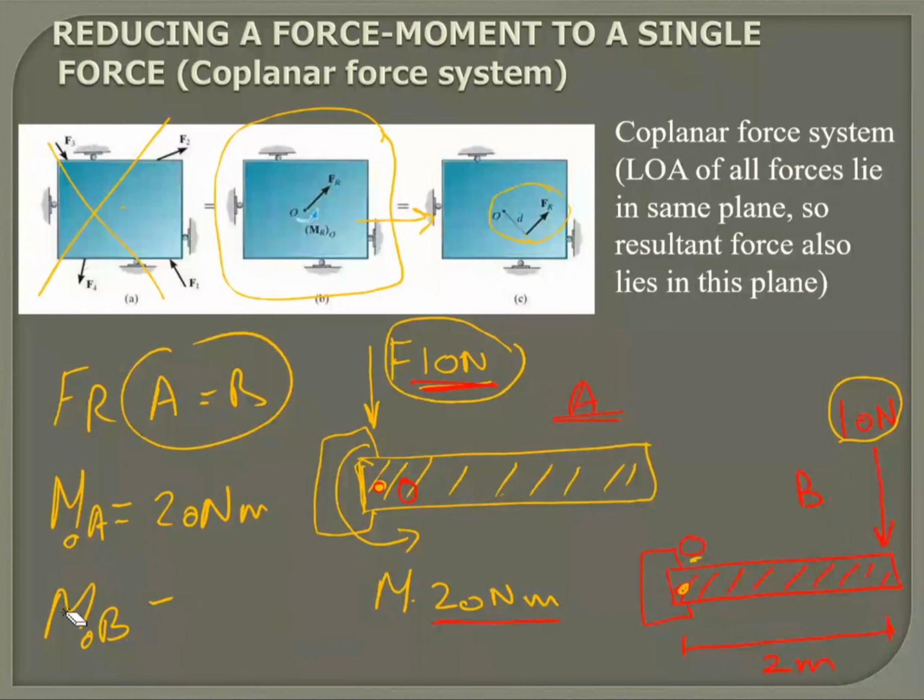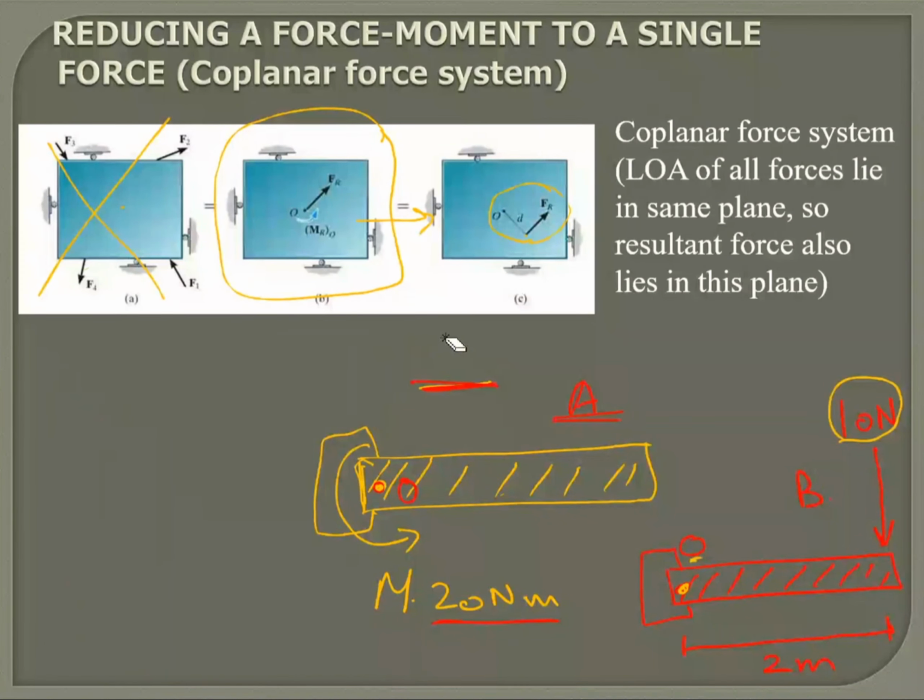Okay, so let me get rid of all this. In simple words, let me remove everything. Sorry, the force is still here. That is 10 Newton. Sorry, 20 Newton. So if you look at object A, I've got two forces: the 10 Newton force and a moment being applied at point O. But in scenario B, there's only one force, that is 10 Newton. There's no moment I'm applying on it. It's the 10 Newton force that is creating the moment.